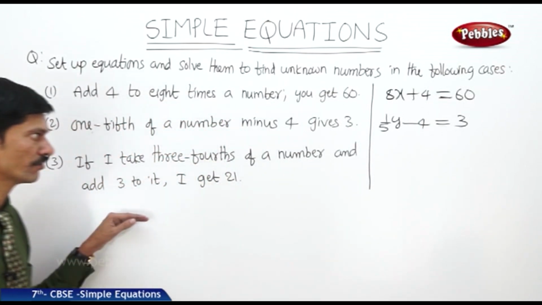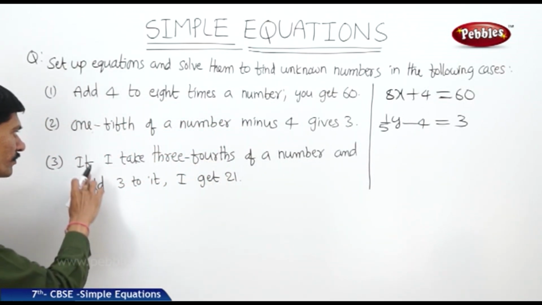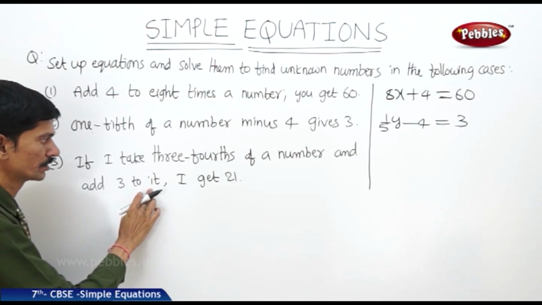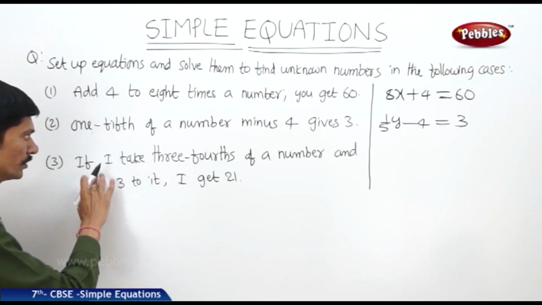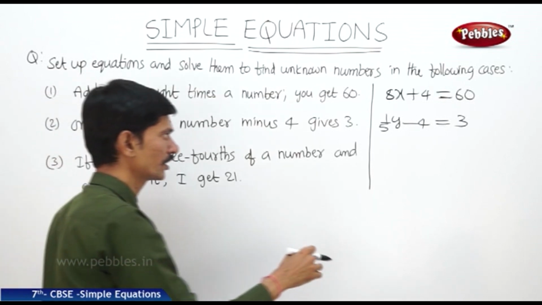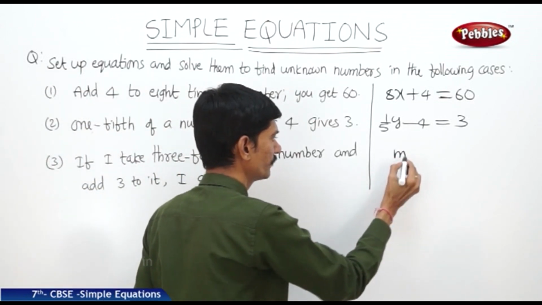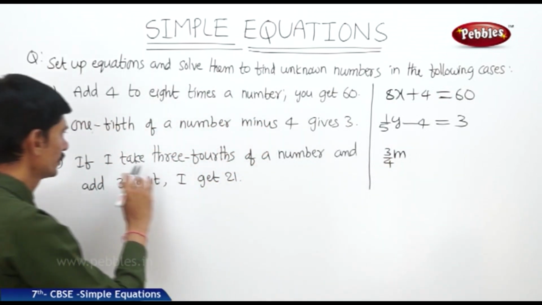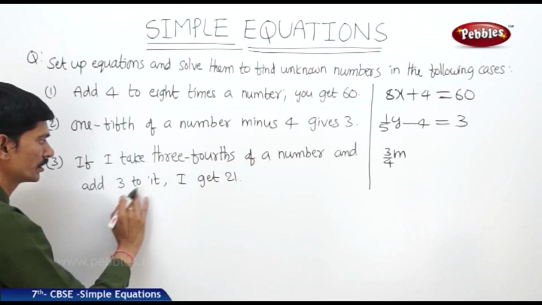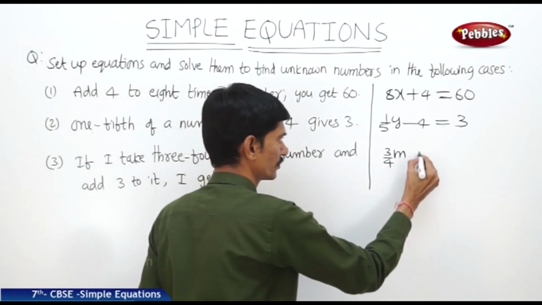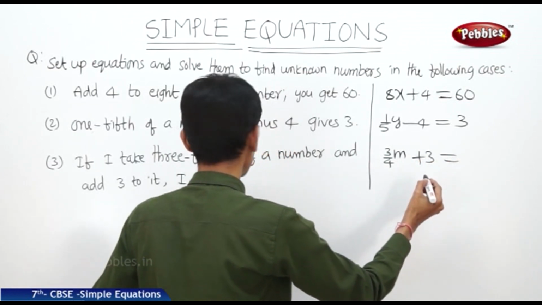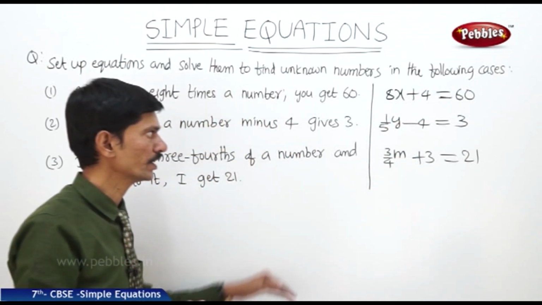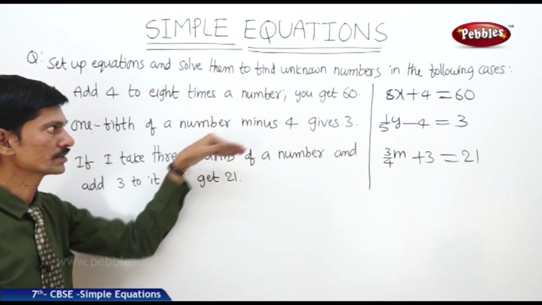Now let us write the statement in equation form for the third statement, that is, if I take 3/4 of a number and add 3 to it, I get 21. If I take 3/4 of a number, let the required number be m. 3/4 of the number means 3/4 m. If I take 3/4 of a number and add 3 to it, so plus 3, then I get 21, so equals 21. So these are the three equations based on the three statements given in the question.